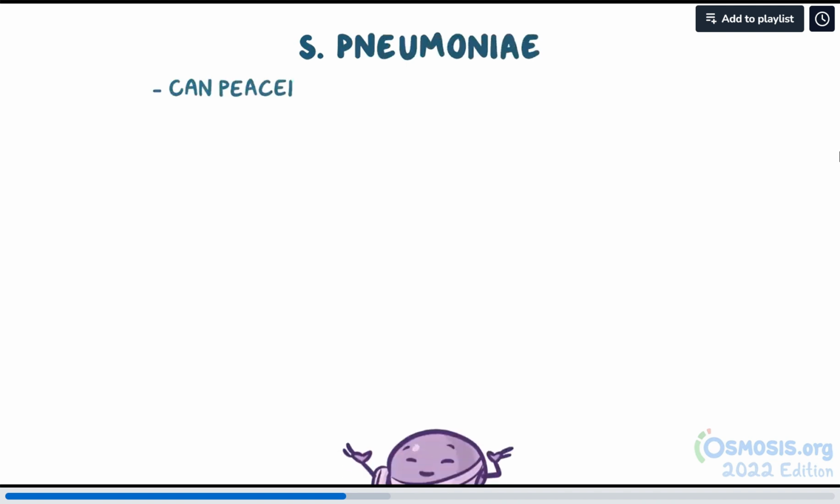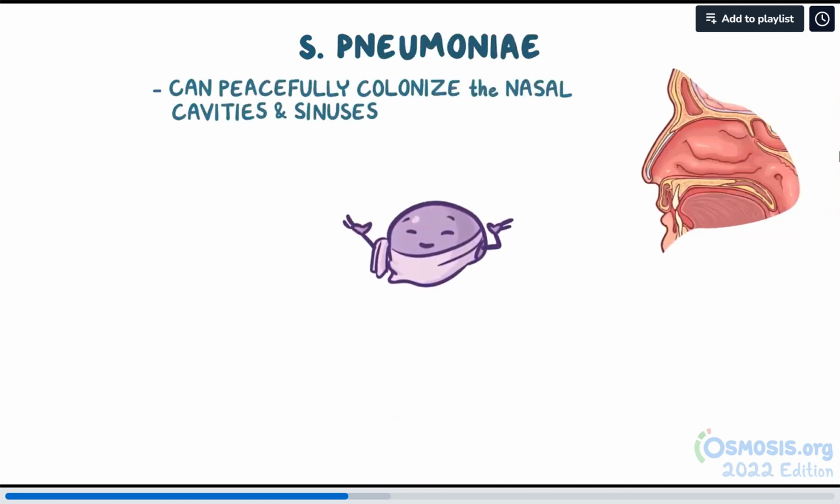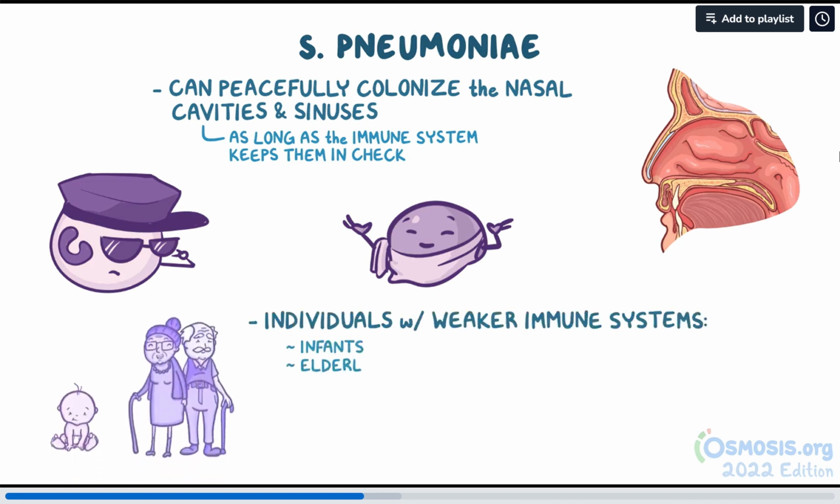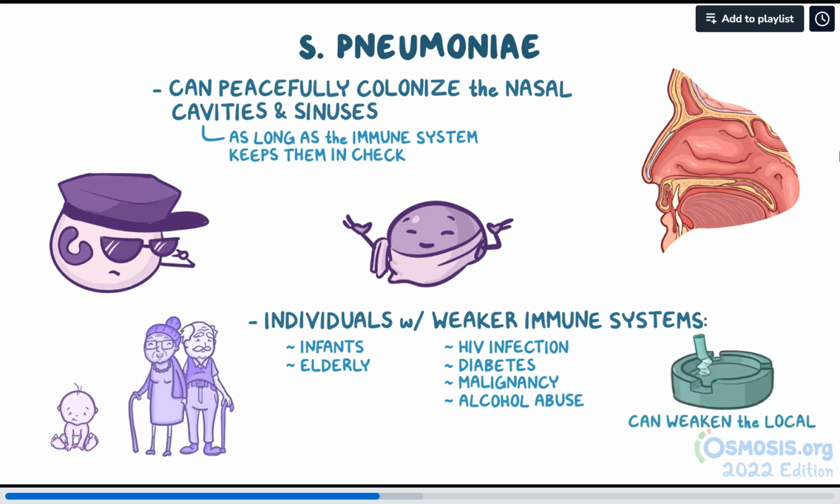And here's the most interesting part. Strep pneumoniae can actually peacefully colonize the nasal cavities and sinuses, where it doesn't do any harm so long as the immune system keeps them in check, restricting their growth and preventing them from spreading somewhere else in the body. Problems arise in individuals with weaker immune systems, like infants and the elderly. Other immune-weakening conditions include an HIV infection, diabetes, malignancy, or alcohol abuse. Additionally, some toxic compounds in cigarette smoke can weaken the local respiratory defense mechanisms, making individuals more susceptible to strep pneumoniae infections.